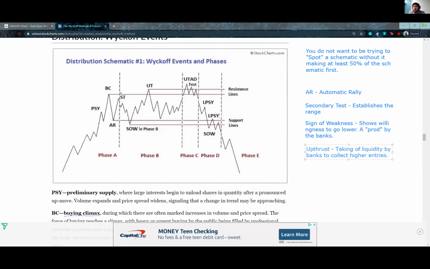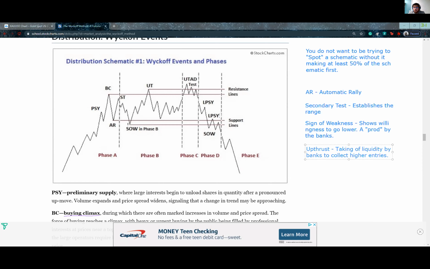So it confirms whether or not you're in a range or just in a normal bullish move. Then we have the sign of weakness. The sign of weakness is the banks pushing to go lower and checking whether or not they need more monetary power, meaning more money to go down. If it does create the SOW successfully, then you know that banks have the power to break beneath the previous floor, and they will be able to collect liquidity before making their way down.